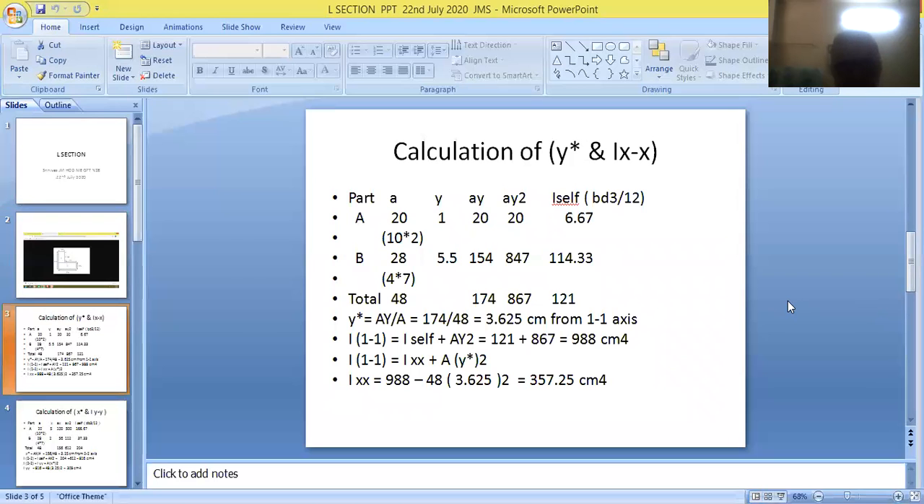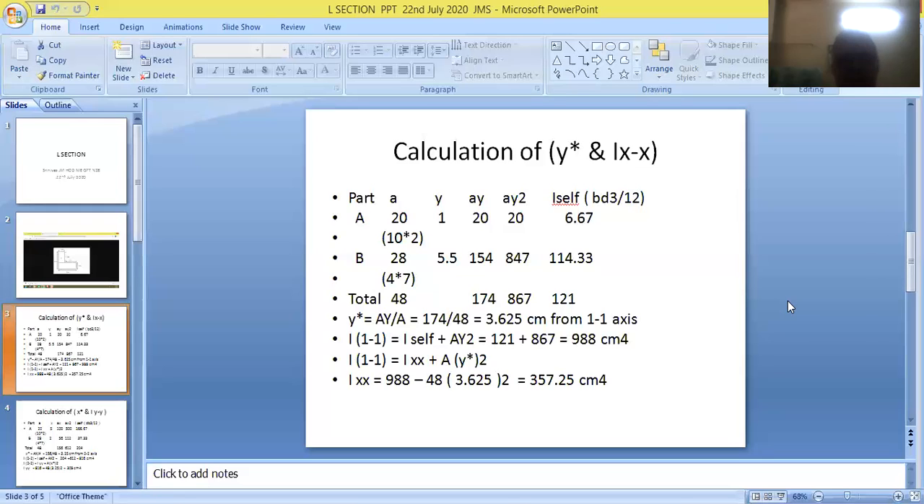So friends, initially let us find out the values of Y bar and IXX. So Y bar is very essential for measuring IXX. Similarly, X bar is very essential for measuring the value of IYY. So first in this slide, let us discuss the calculations of Y bar and IXX.